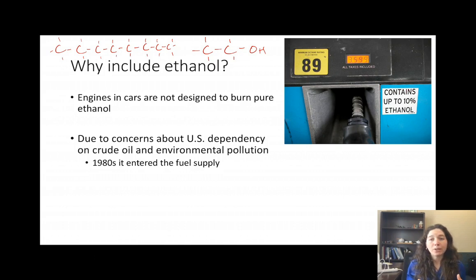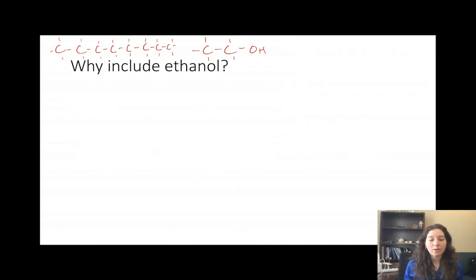Ethanol was added to our fuel supply in the 1980s because of concerns about U.S. dependency on crude oil overseas and also environmental pollution. So there are a couple of upsides to using ethanol, even though it's a very inefficient fuel.